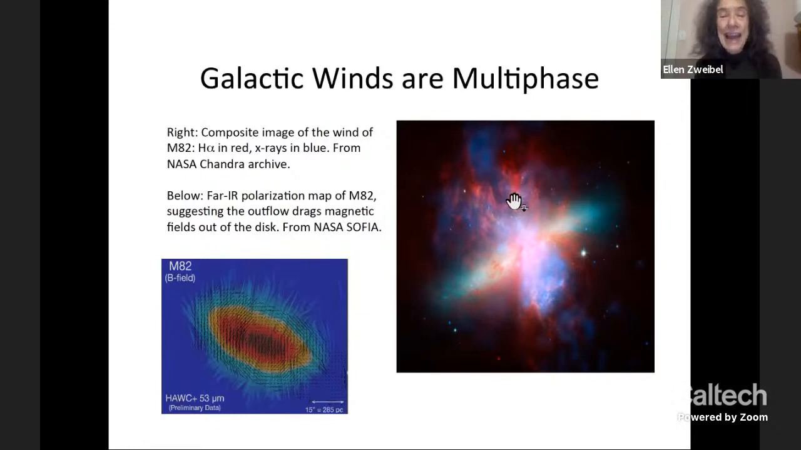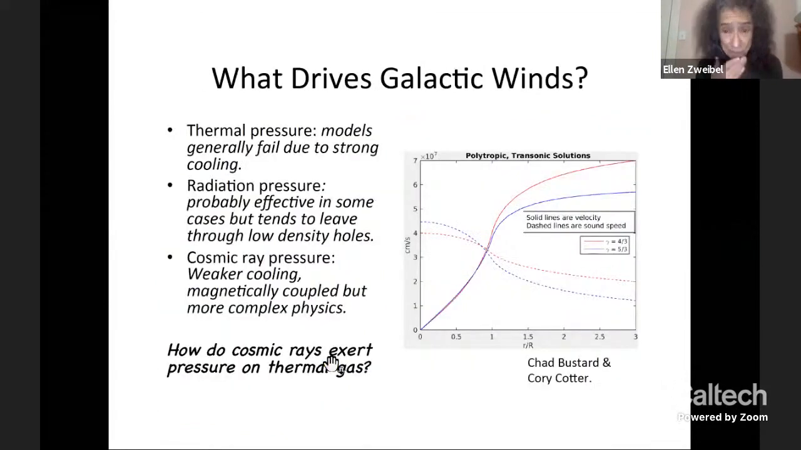Here on the right is a composite image. So X-ray emitting hot gas is shown in blue, H alpha in red. Here's the optical disk of the galaxy. This is sometimes called a super wind. And you can see from this far infrared image, actually a polarimetric image, how the magnetic field of the disk is being dragged out by this wind. So cool gas at some level also seems to be participating in the wind of M82.